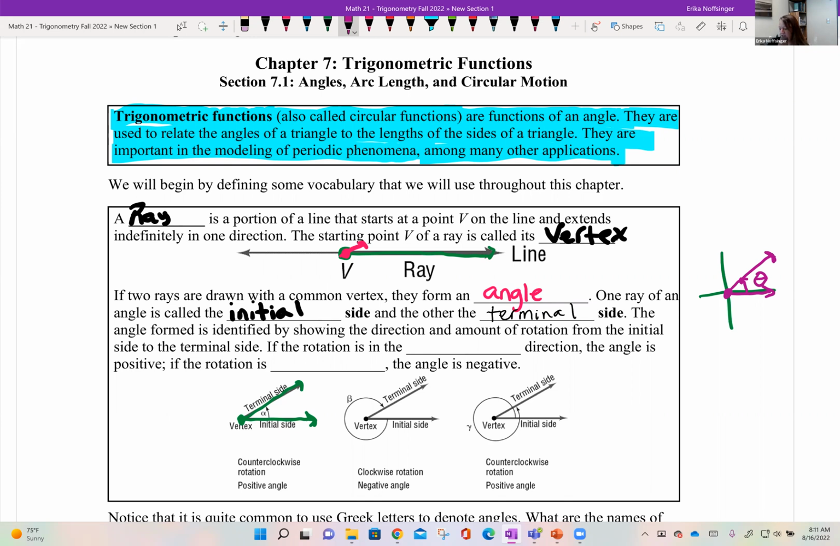So here's that first example, the one in green that I was showing you with my initial side. Notice that this is going counterclockwise. When we go counterclockwise, the angle is always positive. Notice this second angle. Our initial side is here, but this time we rotated it clockwise. When we go clockwise, the angle is considered to be negative.